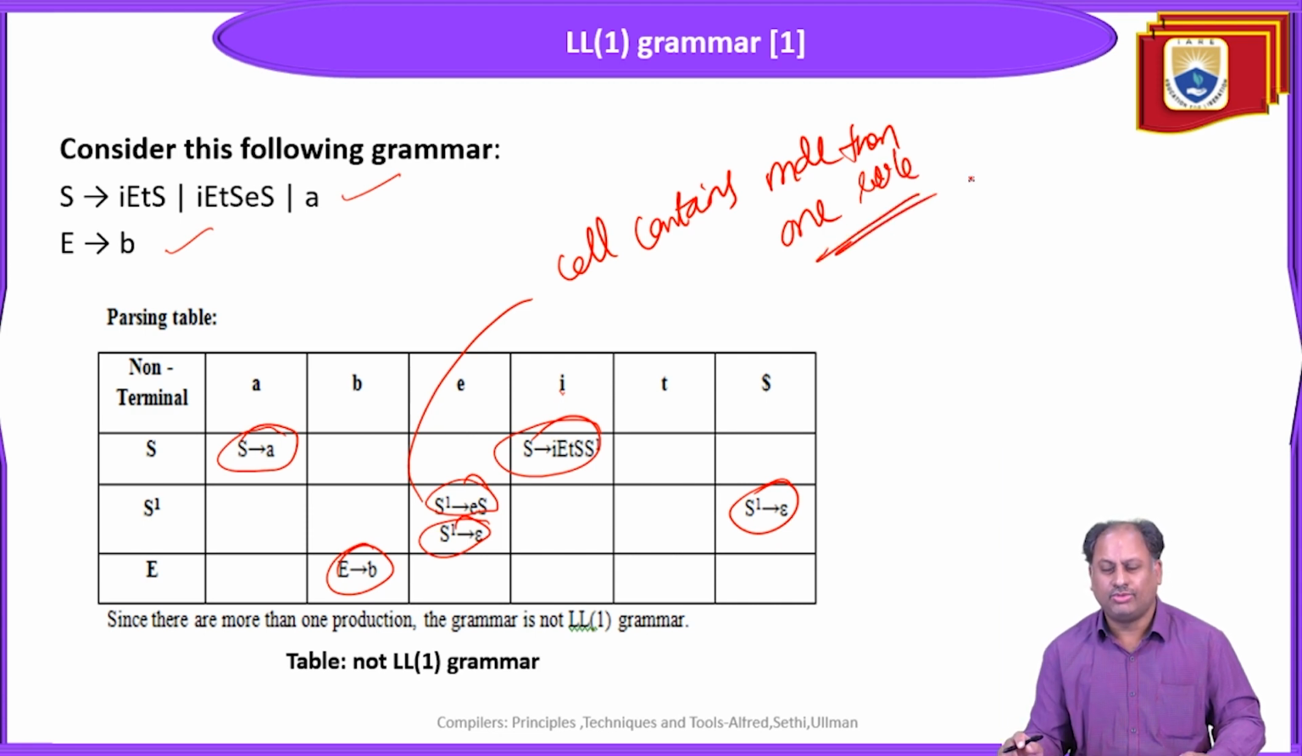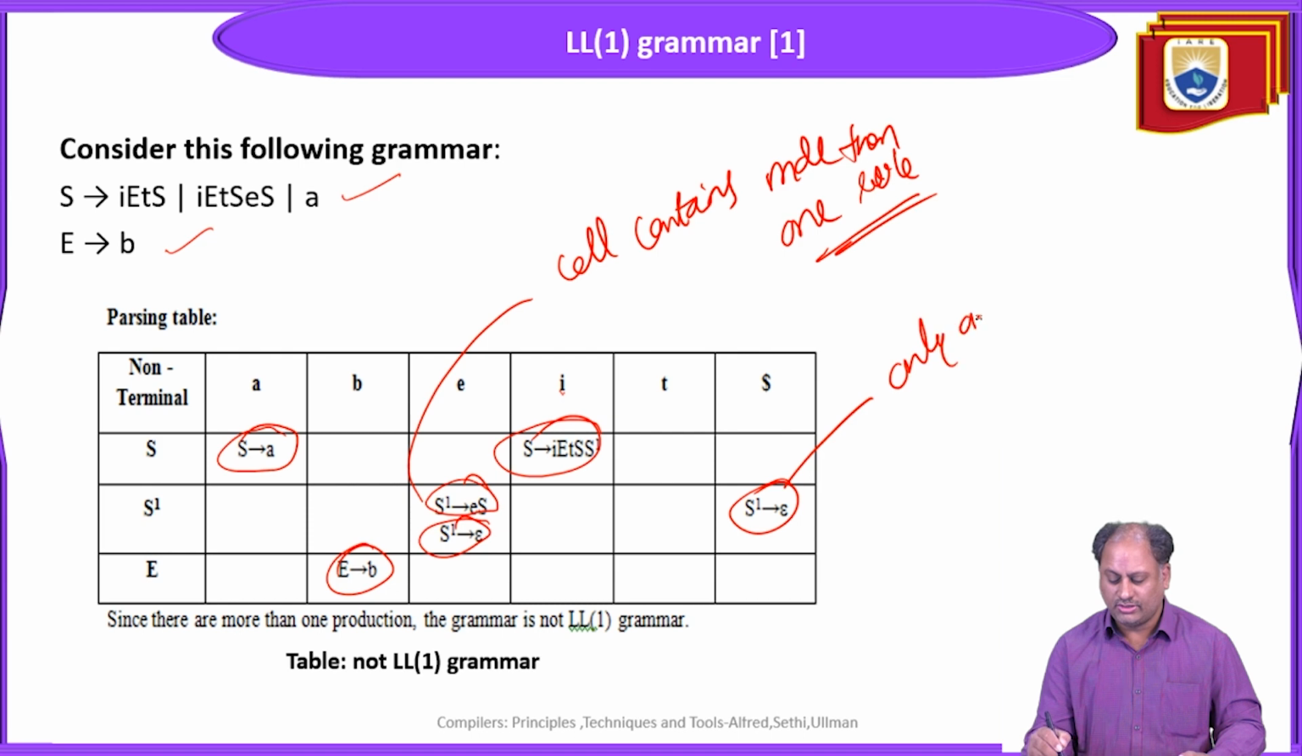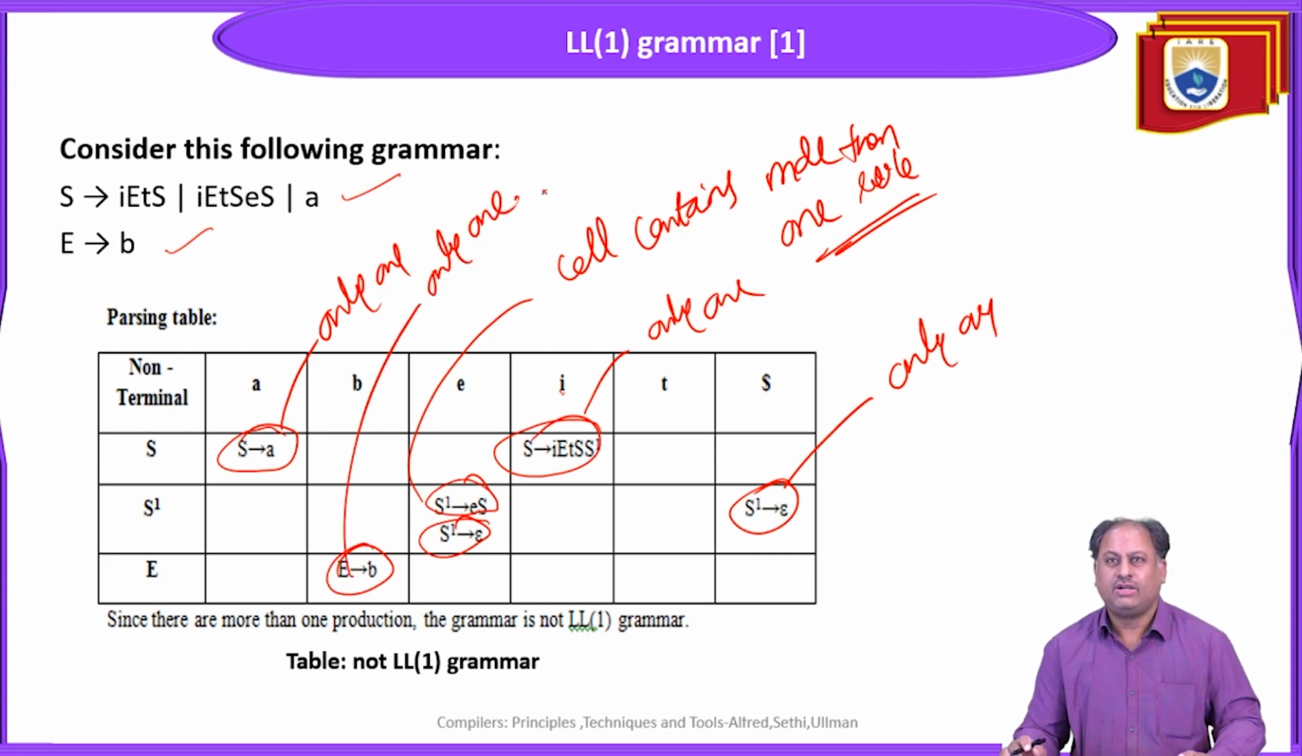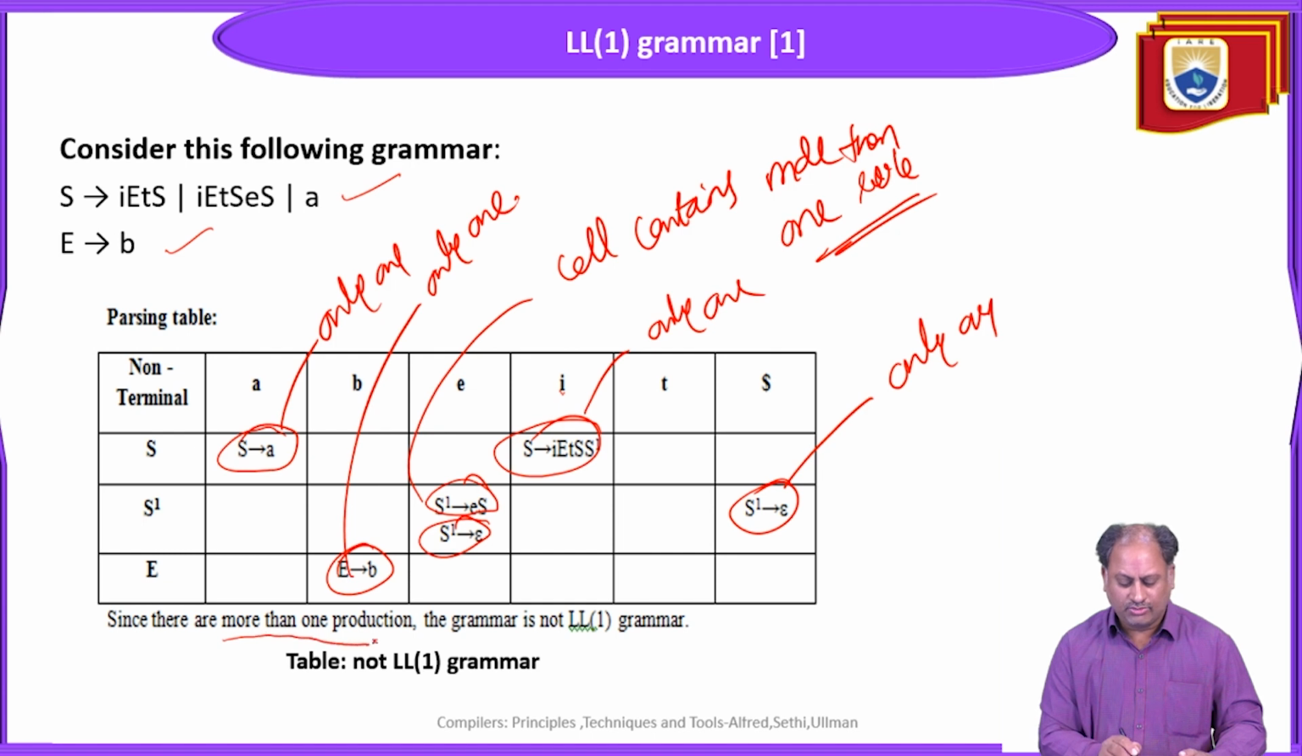In the other entries there is only one. Here also only one, here also only one. But if any entry, after performing the computations, shows the possibility of more than one production for any non-terminal across the rows and columns, then we say that it has more than one production, hence it is not an LL1 grammar.